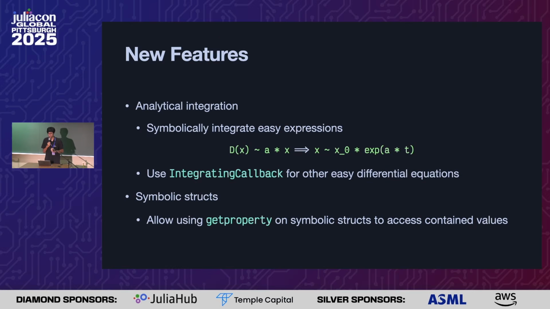There's also something that I would really like to add, which is support for symbolic structs. So essentially just record types in Symbolics, where you have a symbolic variable that represents a bunch of values with fields, and you can just use getproperty to access those fields and get a new symbolic value that represents that field.